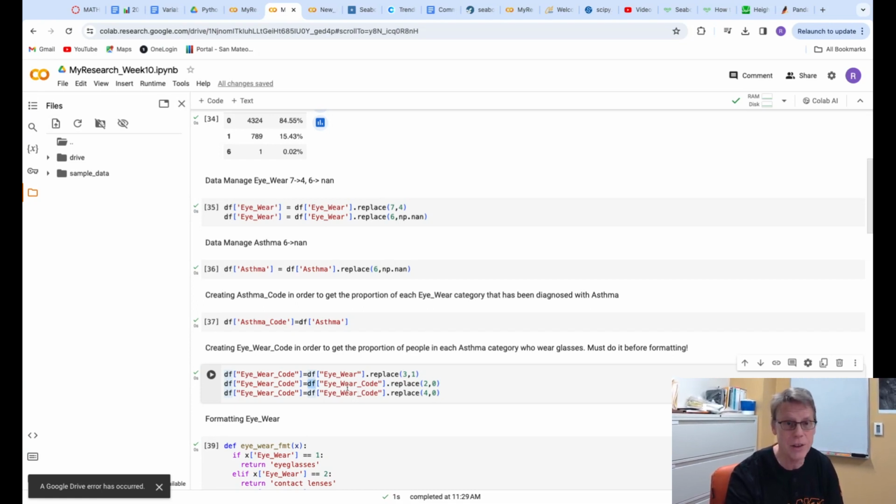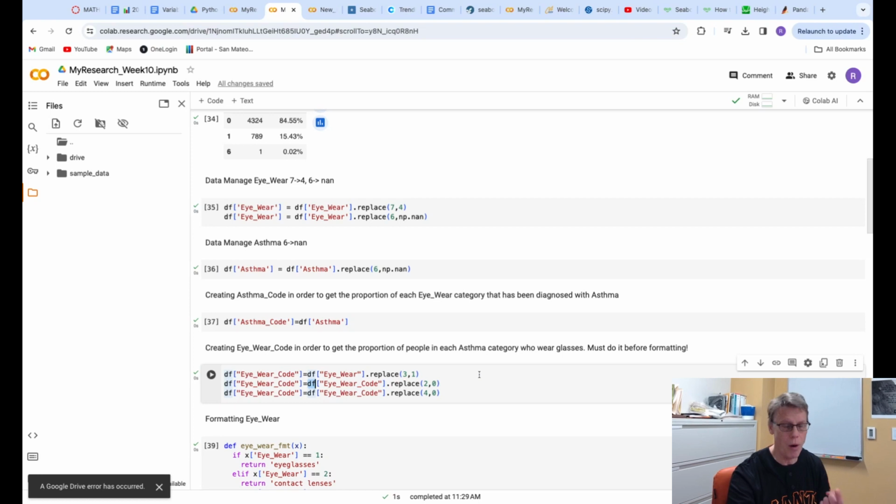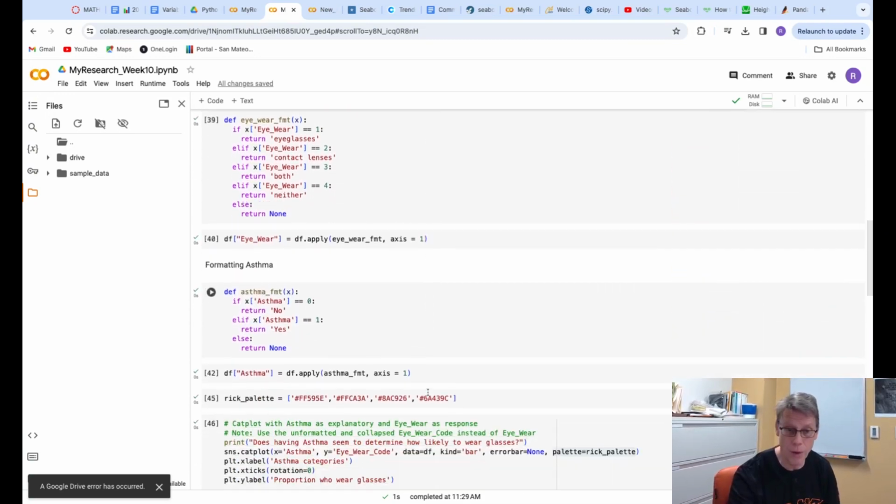I can't go back to just iWare here on the right. It won't work. So the very first time you're making iWare code, yeah, you have to copy it from iWare. But from then on, you're building on what you had in the iWare code. So this code turns anybody who either wore eyeglasses or wore both into 1s. Yes, they wear eyeglasses. And anybody that just wore contacts or wore neither, they turned into no, don't wear eyeglasses.